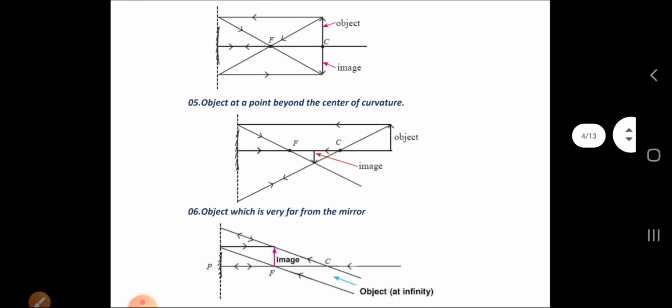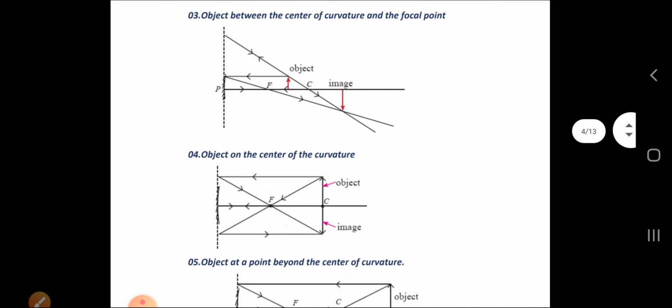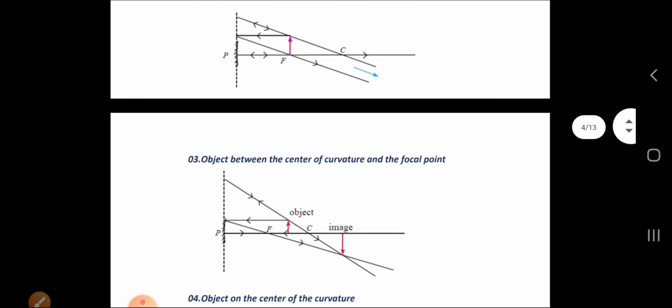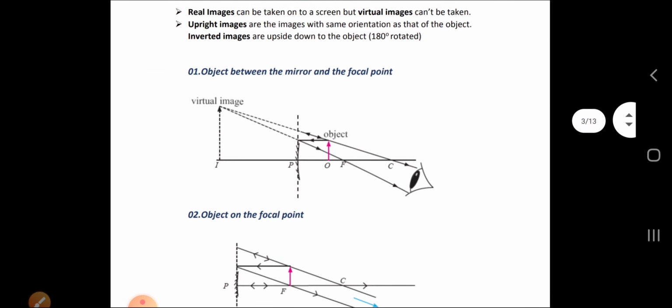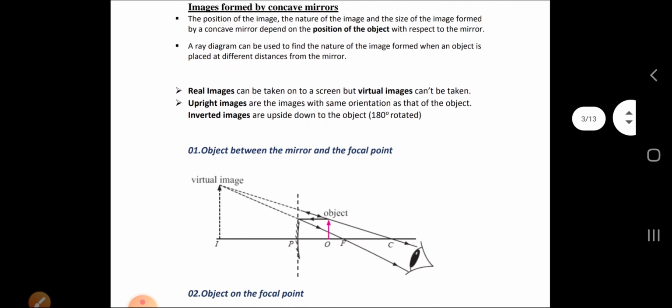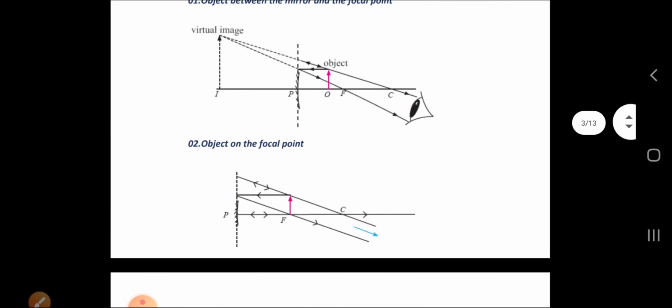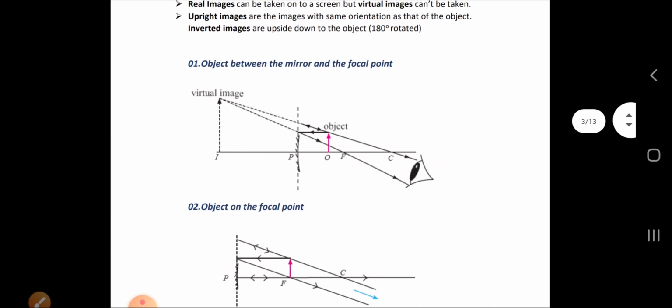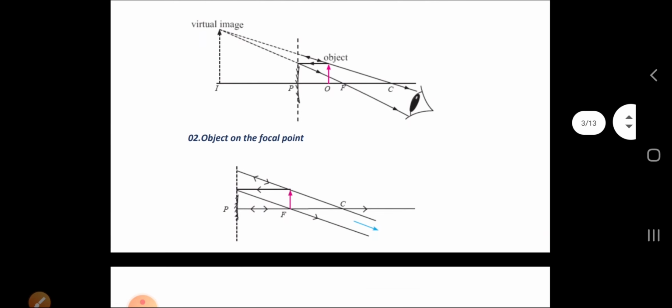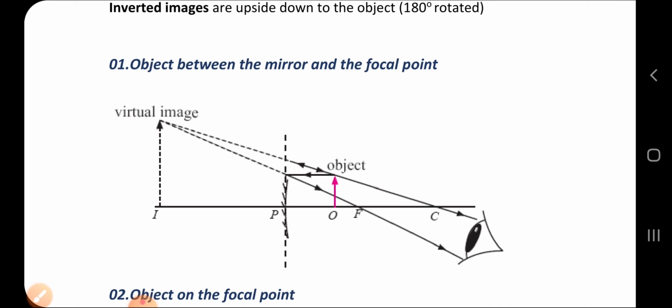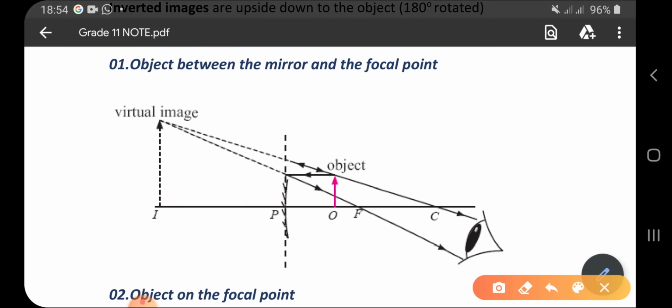So let's take number 1, where the object is in between the mirror and the focal point, right? As you can see here, the pink color arrow shows the object. As you are looking through the reflecting side, the eye is on the right hand side and the image is formed behind the mirror, right? So if you apply those rules which we learned before, you can get the position of the virtual image, the image that is formed by this object. As you can see here, a light ray which comes parallel.